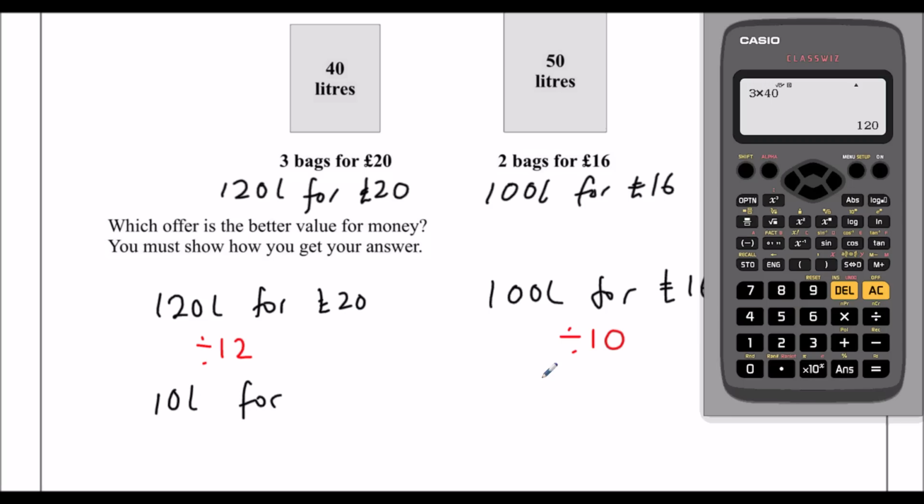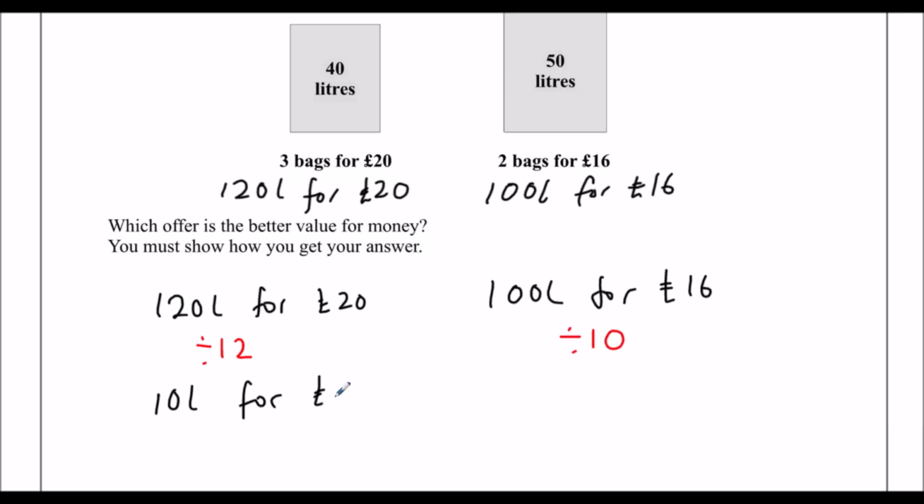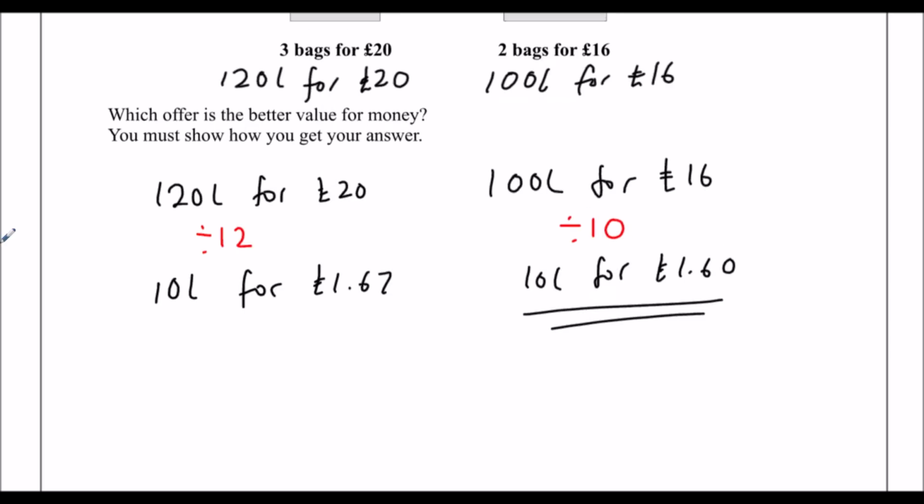So 20 divided by 12 is 1.6 recurring, so that's £1.67. So 10 litres of compost for £1.67. Or we could get 10 litres of compost, 16 divided by 10 is £1.60. So £1.60 is less than £1.67. So the 50-litre bags are better value for money.